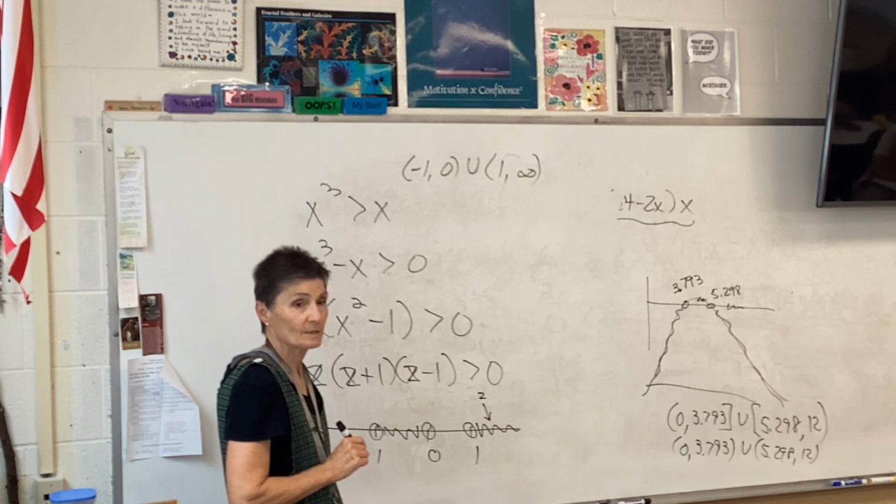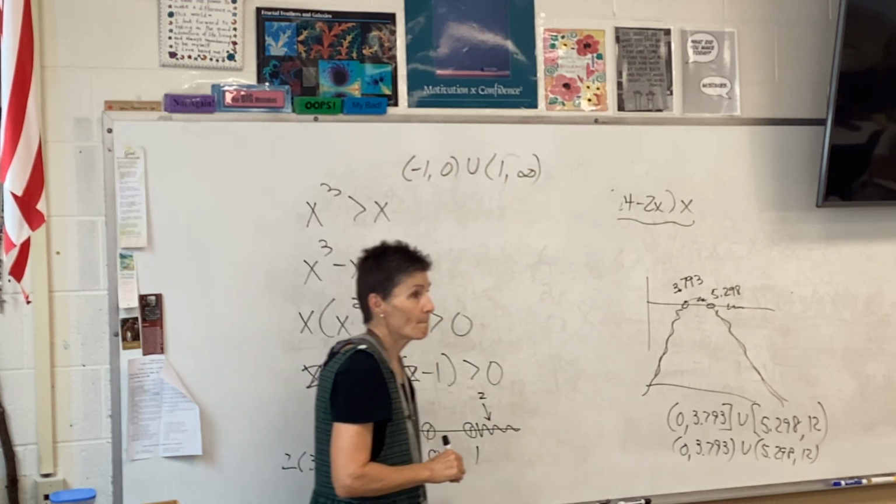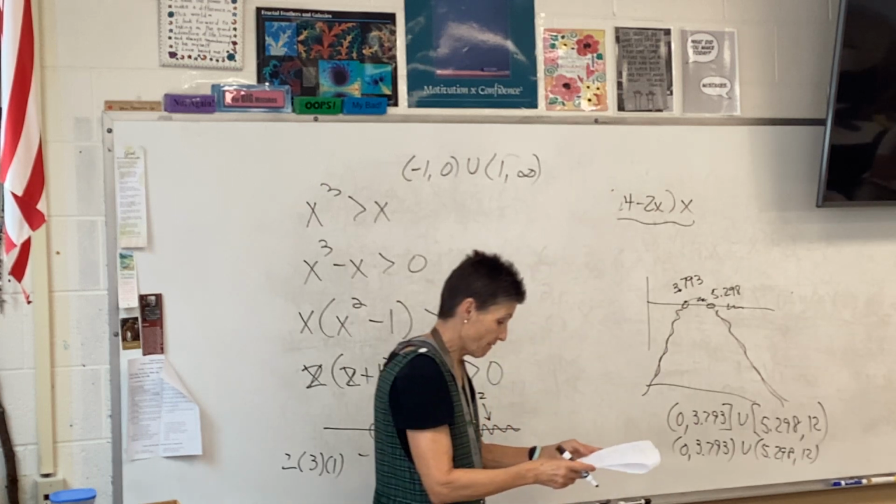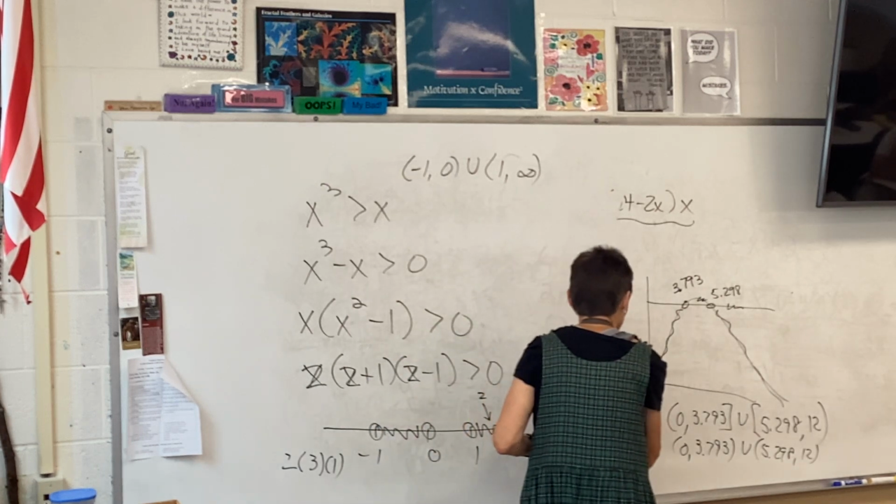Let's go, guys. Let's go. Julia, number 7 on the review sheet, number 7. Find the coordinates of Q.